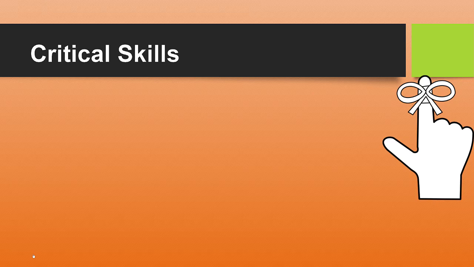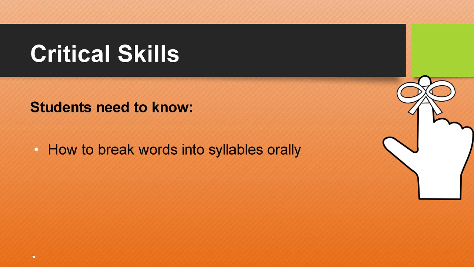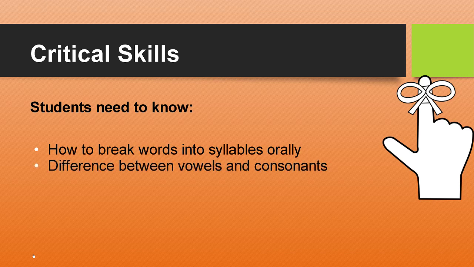So let's take a moment to look at some critical skills that students need to know in order to decode words. Students need to know how to break words into syllables orally. So when they're saying the word, how do you break them into syllables? They need to know the difference between vowels and consonants. We often think that just because students are in 3rd through 5th grade, they know the difference between vowels and consonants. Take a moment and just ask your students sometime, what are the vowels? What are the consonants? You might be surprised that there are students still struggling to learn this concept.